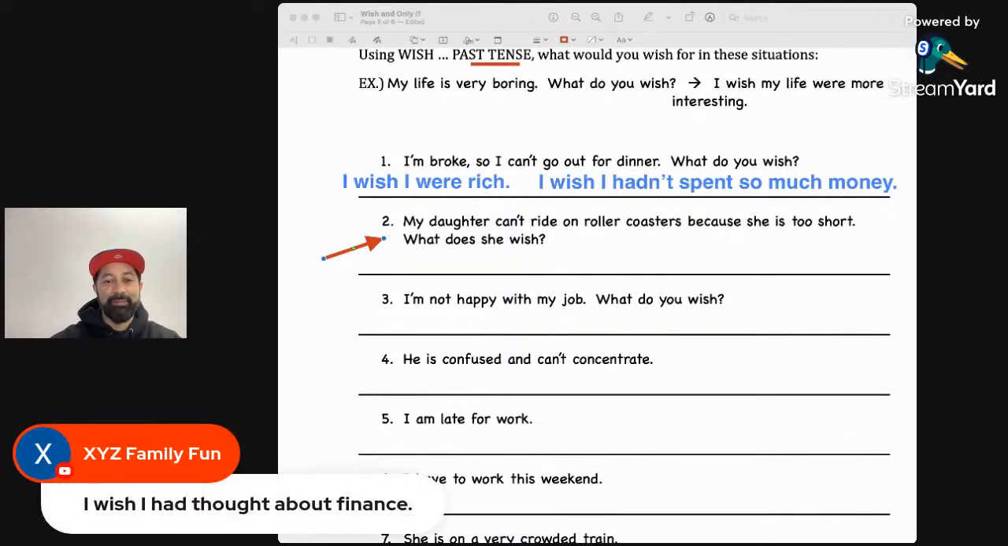XYZ with an answer for number 1. I wish I had thought about finance. Good. This means you didn't, so you wish you had. Very good. So you're using the past perfect style.